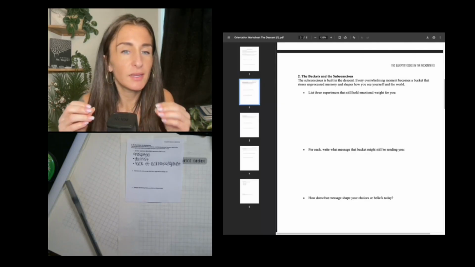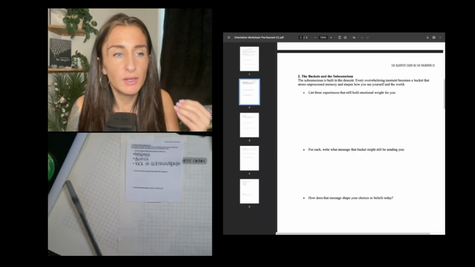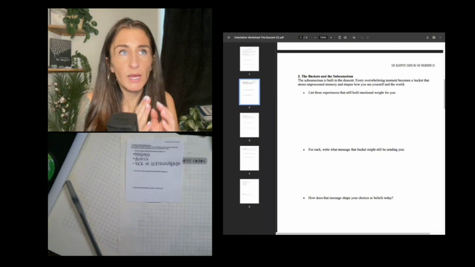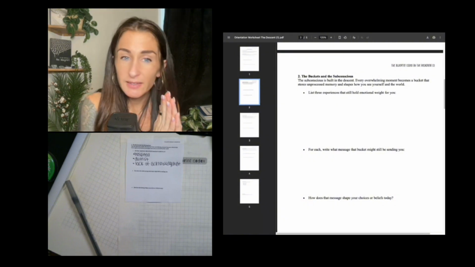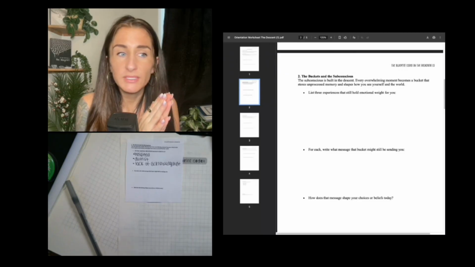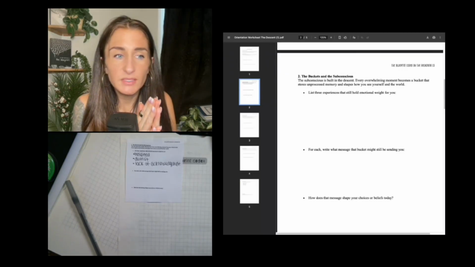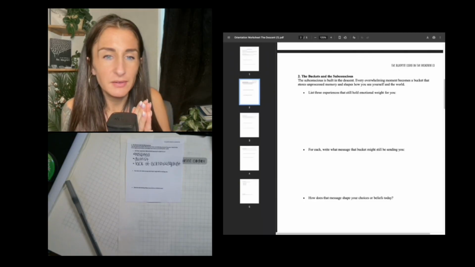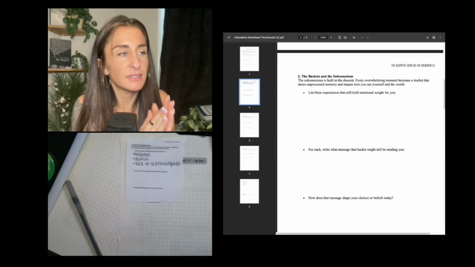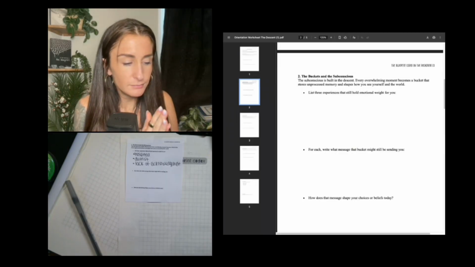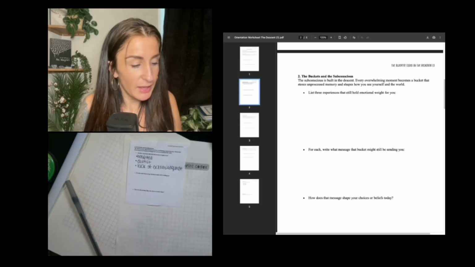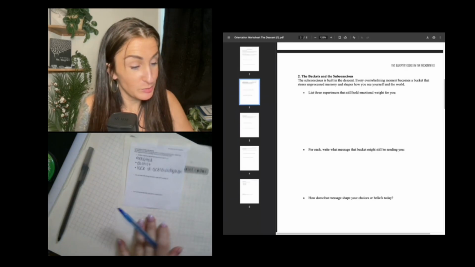Disappointment for me is a big one. When I feel the emotion of disappointment, that's one that is tough because sometimes it will swing towards sadness and sometimes it will swing towards anger, which sometimes triggers guilt and sometimes triggers like, well, that's just not fair. So I feel like that's a tricky one for me to navigate. Something that I'm working on. So for each, write a message that bucket might still be sending you.